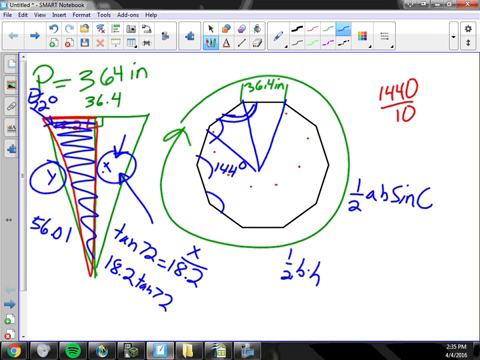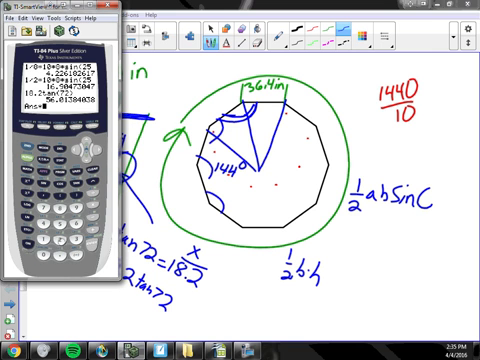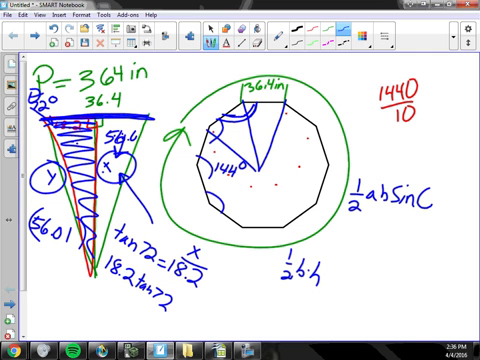How many of those are there in this decagon? 20. There are 2 for every side. Here's the side, there are 1, 2. So I times this by 20, and I get the total area. Oh my goodness, I'm sorry. You're right. Sorry, that's the height, 56.01. Now I have to multiply these together and times them by 2 and then times them by 20.